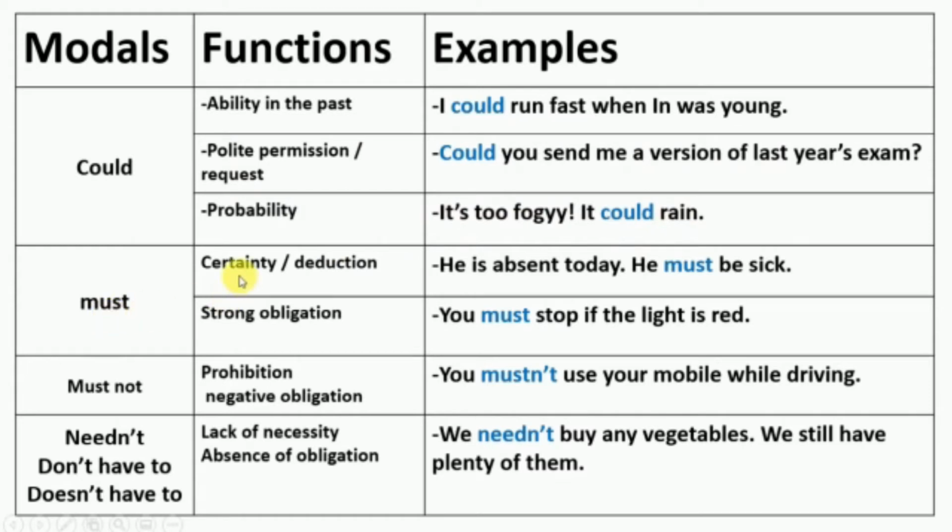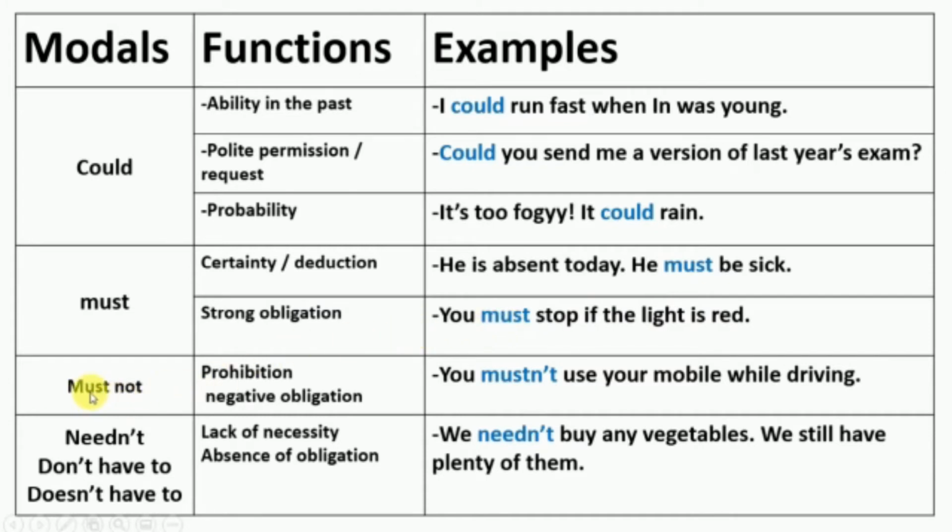Must expresses certainty or deduction. Certainty means تأكيد, deduction means استنتاج or استنباط. He is absent today. He must be sick. So he is absent today leads us to a deduction, which is he must be sick. Strong obligation, الإجبار, إلزام. You must stop if the light is red. When you are driving the car and the light is red, you must. That's something obligatory. يجب. So obligatory means إجباري.